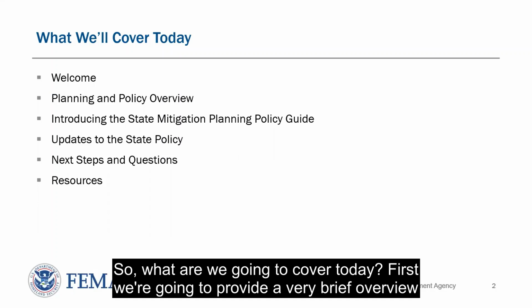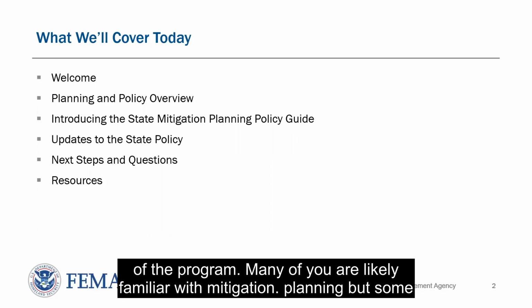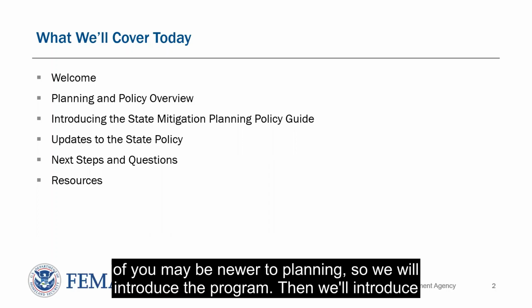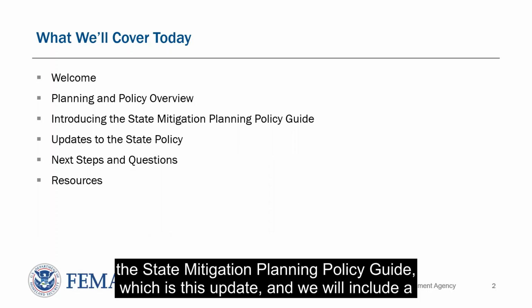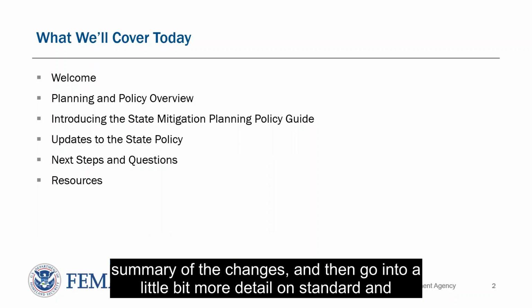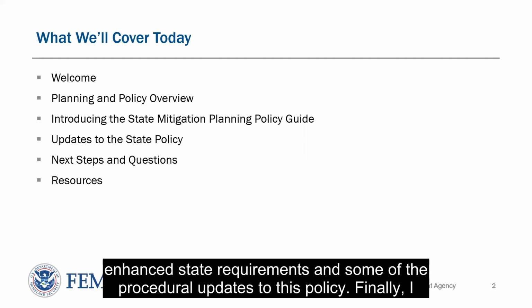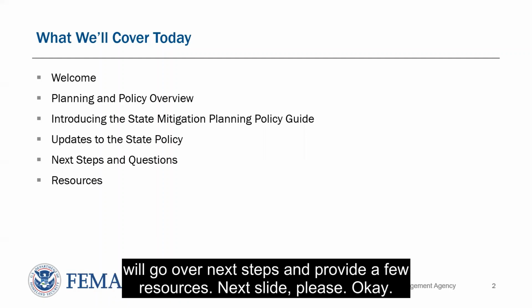So what are we going to cover today? First, we're going to provide a very brief overview of the program. Many of you are likely familiar with mitigation planning, but some of you may be newer to planning, so we will introduce the program. Then we'll introduce the State Mitigation Planning Policy Guide, which is this update. And we will include a summary of the changes and then go into a little bit more detail on standard and enhanced state requirements and some of the procedural updates to this policy. Finally, I will go over next steps and provide a few resources.